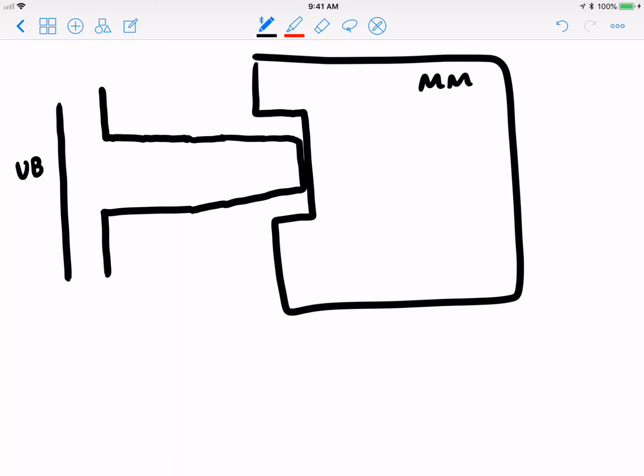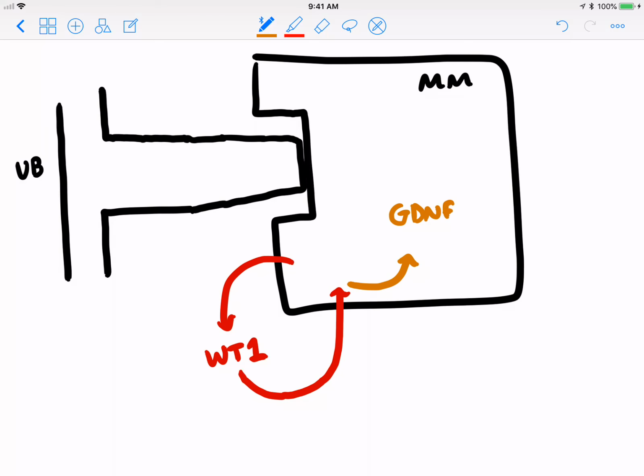So as this ureteric bud is continuing to extend outwards, it contacts the metanephric mesenchyme. And in response to that, the metanephric mesenchyme releases something called WT1. WT1 goes back to the metanephric mesenchyme and says, okay, we've got an incoming ureteric bud, we've got some work to do. So it ramps itself up by expressing two other factors. It says, all right, let's make GDNF and HGF. These are two different growth factors.